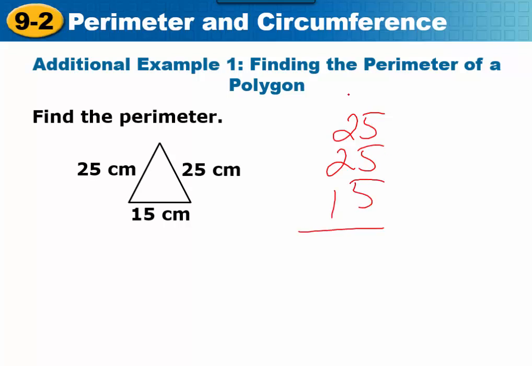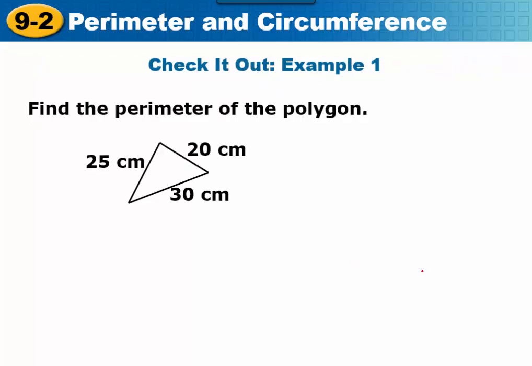5 plus 5 plus 5 is 15. 2 plus 2 is 4, plus 1 is 5, plus another 1 is 6. So we end up with 65. But what we have to remember is we do have to put a label on this answer, because that 65 could be 65 feet, it could be 65 miles, but in this case it's 65 centimeters. Okay, so on this particular problem, please pause the video and answer this one yourself.